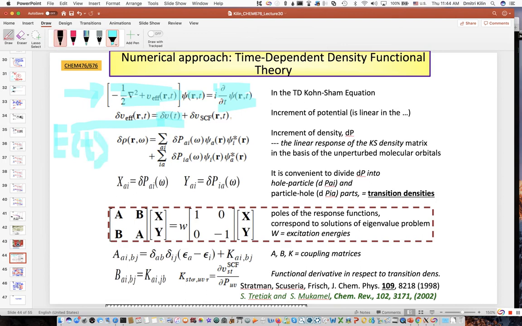And then one is formulating a question: how will the solution of the time-dependent equation for these wave functions respond to this oscillating potential? Since the total potential here depends on density, one needs to construct density, or change in density, in terms of pairs of orbitals times some expansion coefficient.